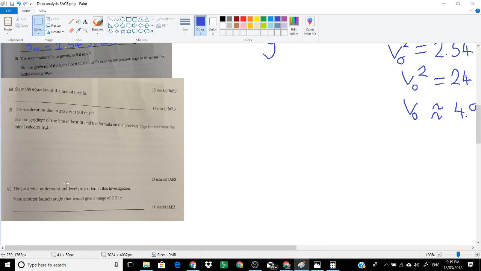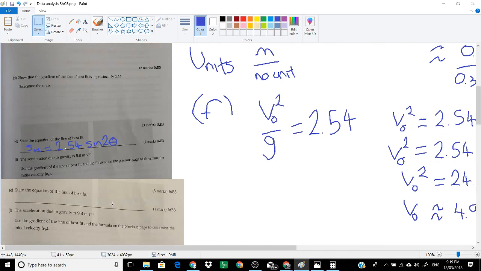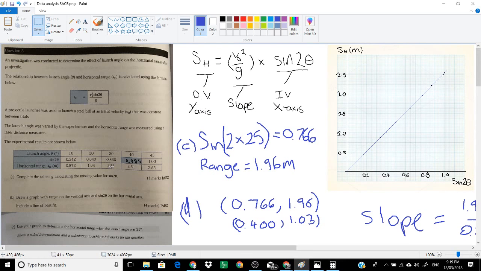Question G, I mentioned that this is actually related to understanding of the content of projectile motion. I'll answer this question. Now, there's a symmetry between launch angle. The question is to set another launch angle that gives a range of 2.21 meters. Now, you can actually do it from here. For those who've done projectile motion, you might be aware there's a symmetry. If you've got two angles that add up to 90 degrees, ignoring air resistance, they should have the same range if it's unilevel.